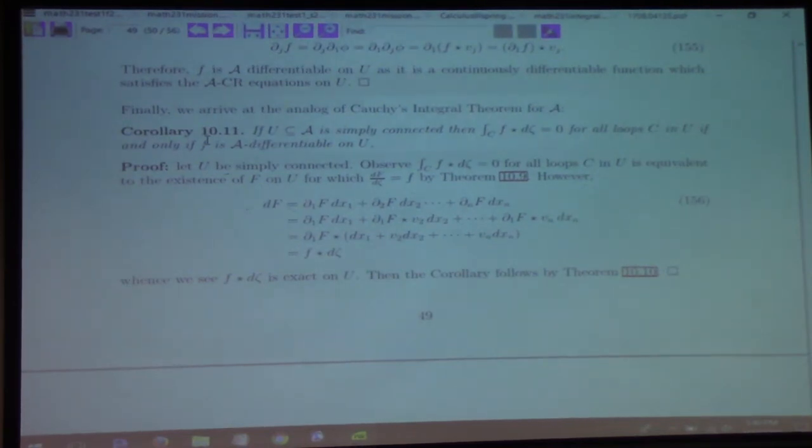Well, anyway, suppose it's 0 for all loops. That means there exists an antiderivative, like so. And on the other hand, I can calculate df as this, which is that, which is that. So that shows that f d zeta is exact because it's the differential of f. So then the corollary follows from the previous theorem I just stated.